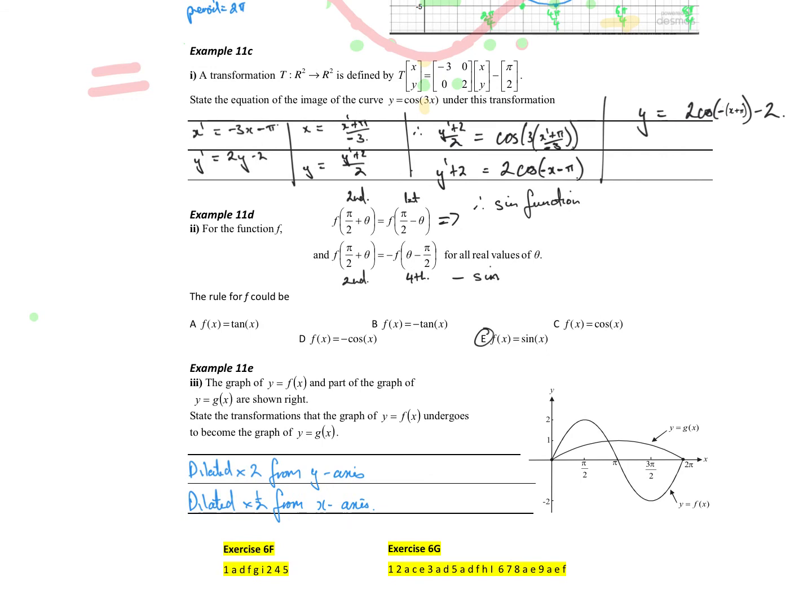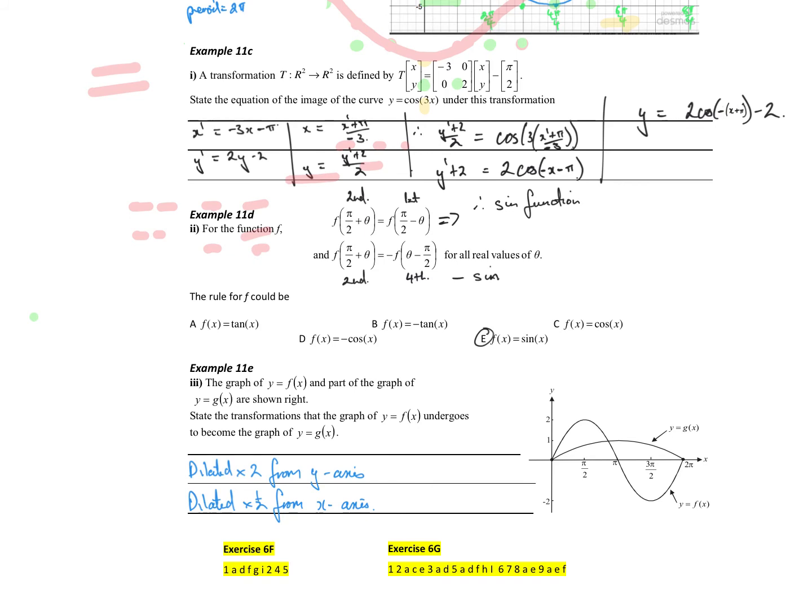So let's remember our process. Multiply my matrix out, -3x minus pi, 2y minus 2. Rearrange, that's what my x dash and my y dash are. So I have to rearrange it to get x equals and y equals. Because that's what my equation is. My equation is in x and y. I want to find x dash and y dash. So x is equal to x dash plus pi on 3. y is equal to y dash plus 2 on 2.